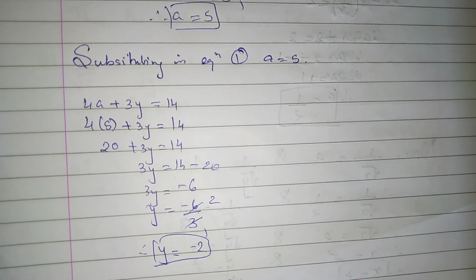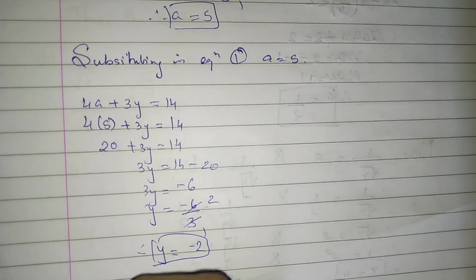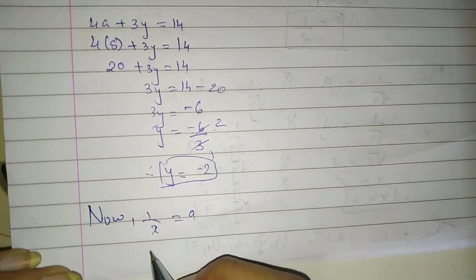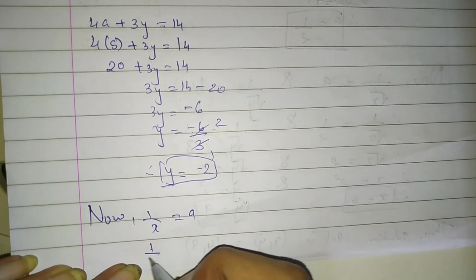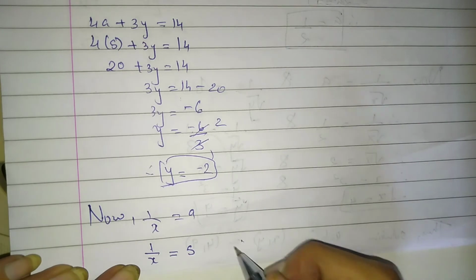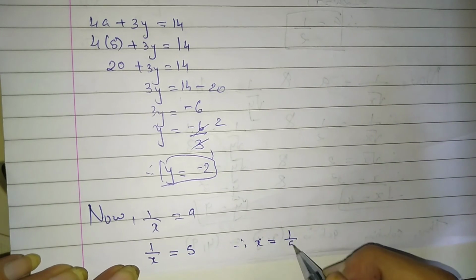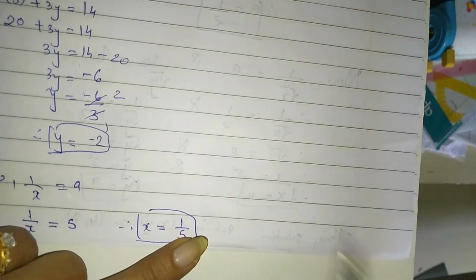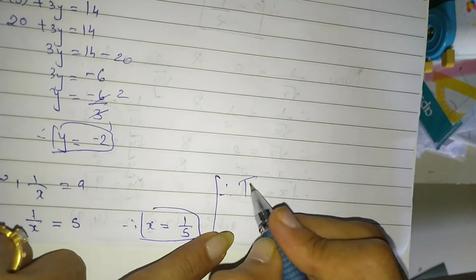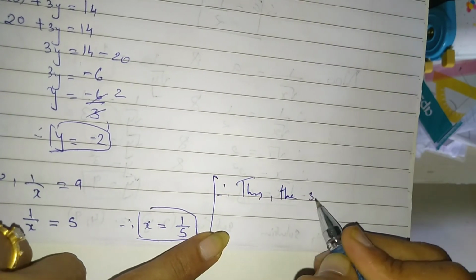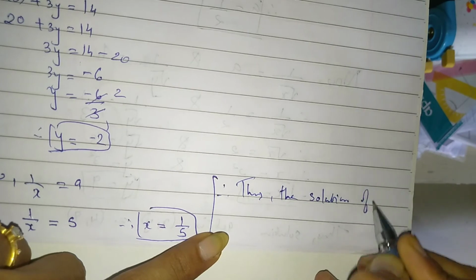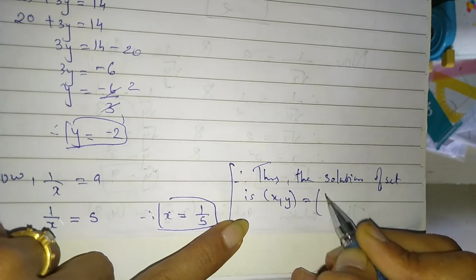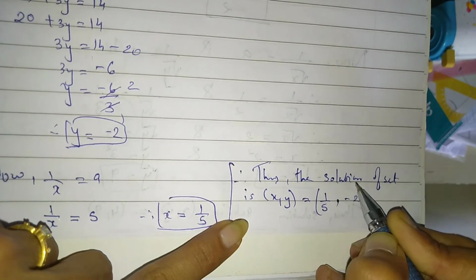Now y equal to minus 2 we got. Now we have to find x. So 1 upon x equal to a, so 1 upon x equal to 5. Therefore x equal to 1 upon 5. So at last, thus the solution set is x, y equal to 1 upon 5 and minus 2.